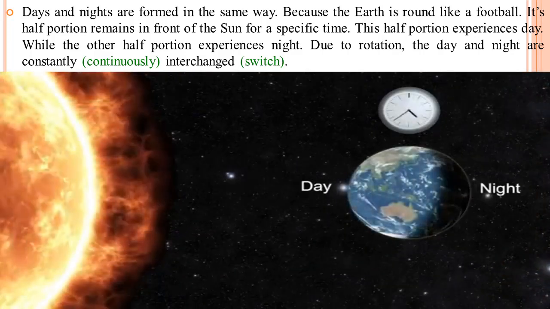Days and nights are formed in the same way because the Earth is round like a football. Its half portion remains in front of the sun for a specific, particular time. This half portion experiences day, while the other half portion experiences night. Due to rotation, the day and night are continuously interchanged, switched, meaning changed.